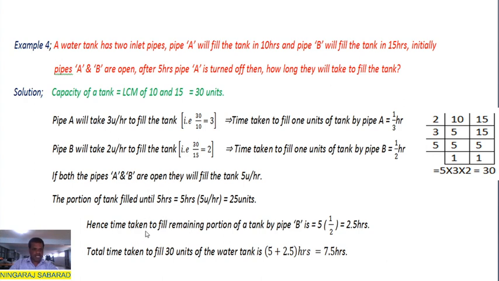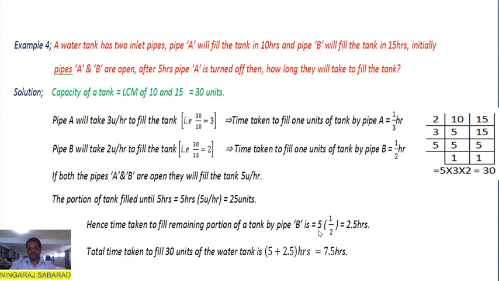Hence, the time taken to fill the remaining portion of the tank by pipe B, because pipe A is already closed after 5 hours, is equal to 5 into 1/2. So what is 5 here? The remaining portion of the tank, because the total capacity of the tank is 30 units. So 25 units are already filled within 5 hours. After 5 hours only pipe B is working.